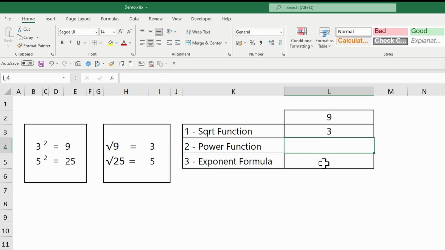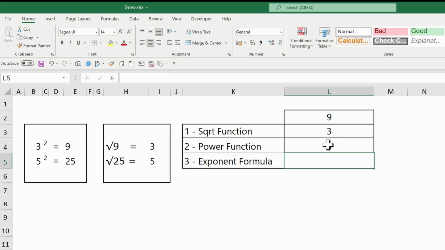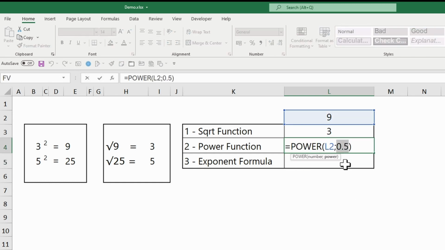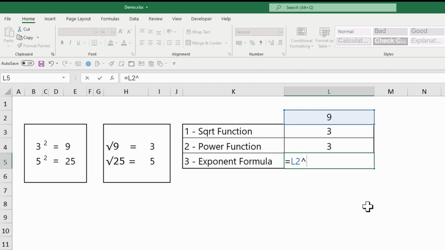The same goes for the power function. The first argument is the number, the second, you can type in 0.5 or 1 divided by 2. Similar is a third argument, type in the number, exponent, 0.5 or 1 divided by 2.